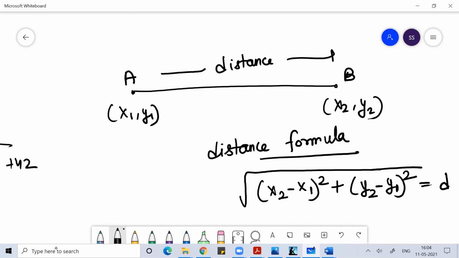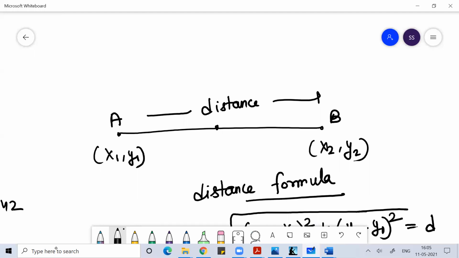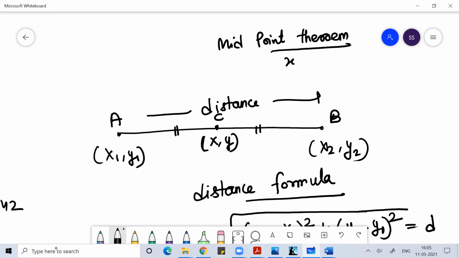This we did yesterday to understand this concept, the distance formula. This distance formula is very important. So this is the first foundation of coordinate geometry. And after the distance formula, we learned something called the midpoint theorem. So what was the midpoint theorem? According to the midpoint theorem, the value of x would be x1 plus x2 by 2, and the value of y would be y1 plus y2 by 2.